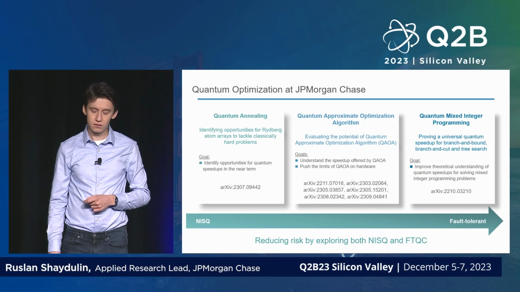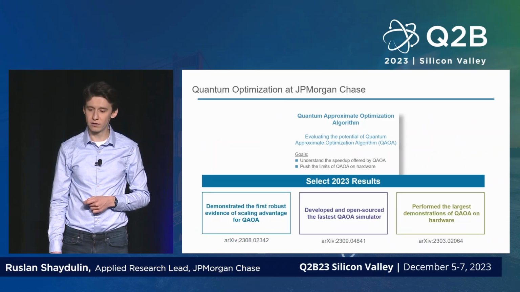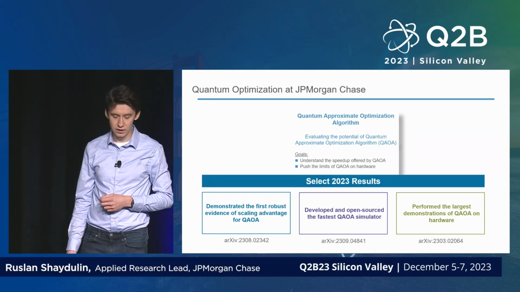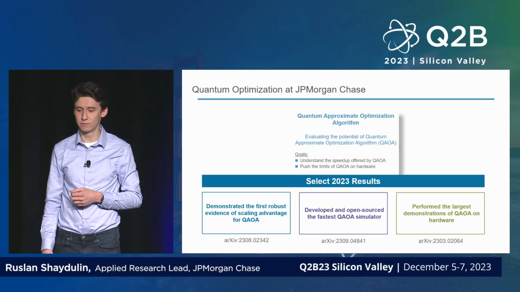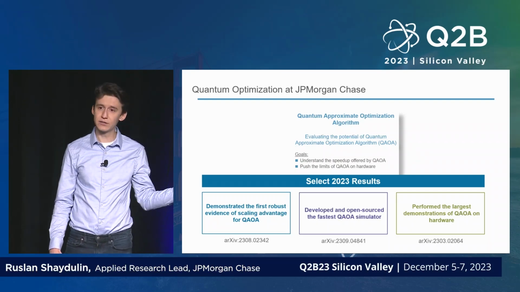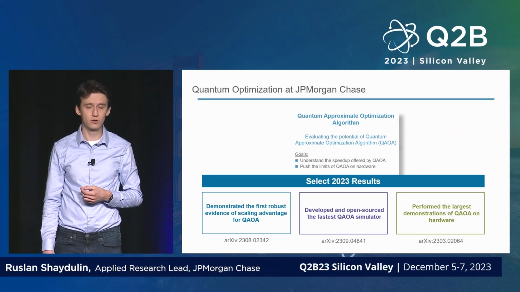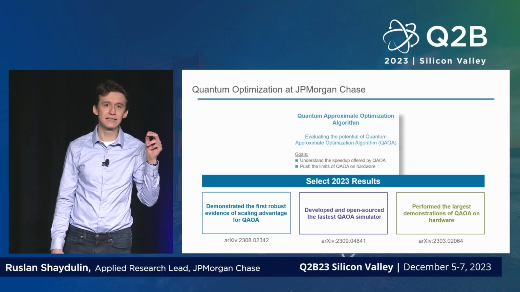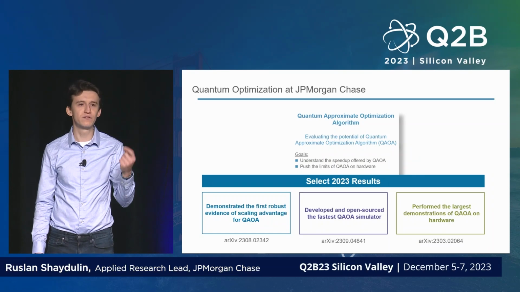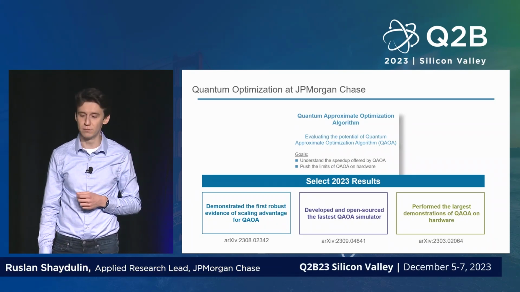But I'm going to begin with the quantum approximate optimization algorithm, or QAOA, which Scott has called out in his talk earlier as a promising quantum heuristic for optimization. In this series of work, our goal was to understand the potential of QAOA to offer algorithmic speedups. I'm happy to say that we believe we have demonstrated the first robust evidence that QAOA provides an algorithmic speedup over state-of-the-art solvers on at least some problem.